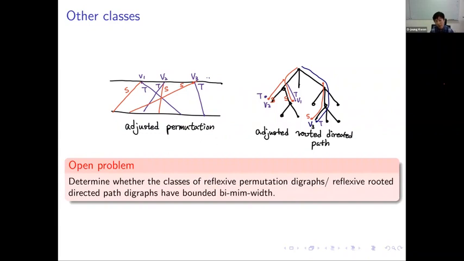Here are some open problems. We couldn't prove whether the classes of reflexive permutation digraphs or reflexive rooted directed path digraphs have bounded bi-mim-width. This might be interesting. It's non-trivial to generate some natural ordering, for instance, for reflexive permutation digraphs. Our guess is that it's unbounded, but it's also difficult to construct. So maybe you can try to obtain some construction by showing a lower bound.